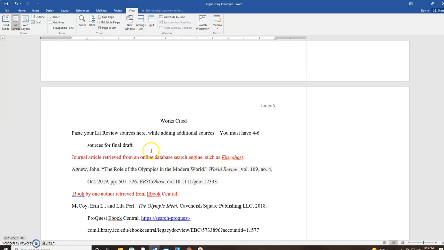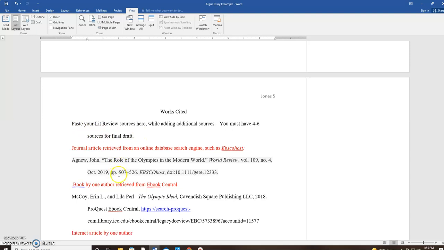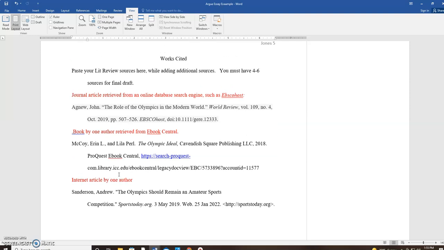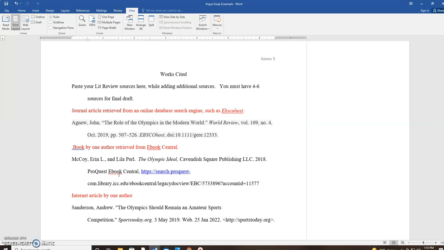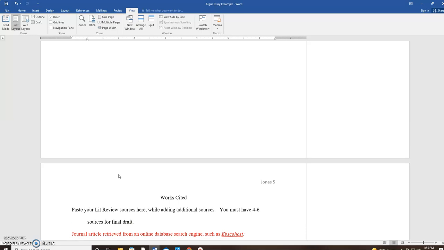Okay. One way to help you stay organized is paste the sources that you had in your lit review, provided you're still using those sources. Just copy them from the works cited page in your lit review and paste them here. You can always add or subtract your sources from the works cited page.